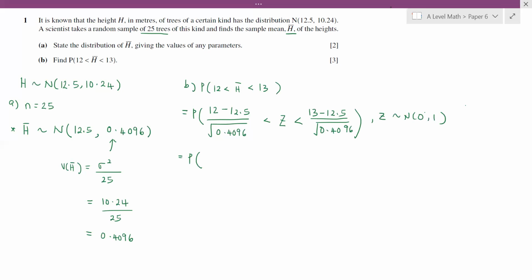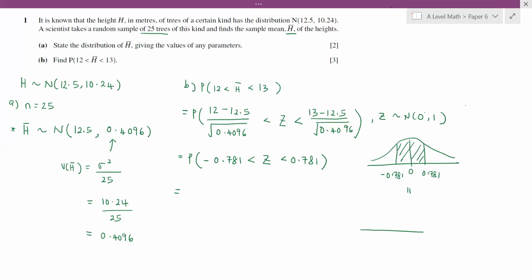And this value is negative 0.781. So Z is in between negative 0.781 and 0.781. We need to find this probability now. Let's look at this. If Z is in between negative 0.781 and 0.781, we need to find this area.